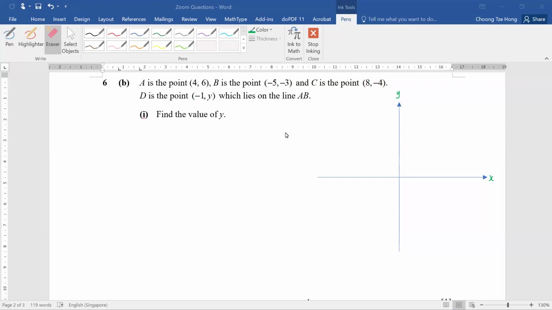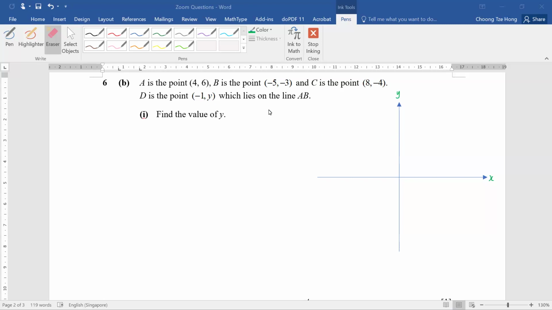Let's read the question. A is the point (4, 6), B is the point (-5, -3), and C is the point (8, -4). D is the point (-1, y) which lies on the line AB. So find the value of y. Okay, so let's try to plot some of the info in this coordinate axis on the right side, and hopefully it will help us to visualize the question better.